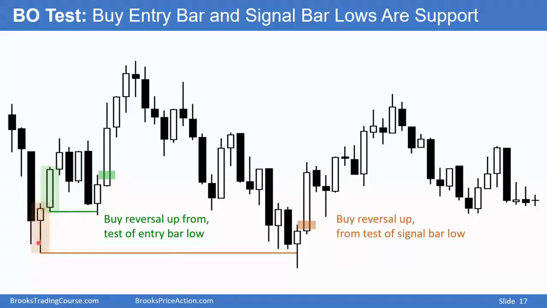We have a buy signal bar here. Some bulls will buy with a limit order at that low. Others will buy on a reversal up from a test below the original buy signal bar. The bottom of an entry bar, the bottom of a signal bar. Both are support.